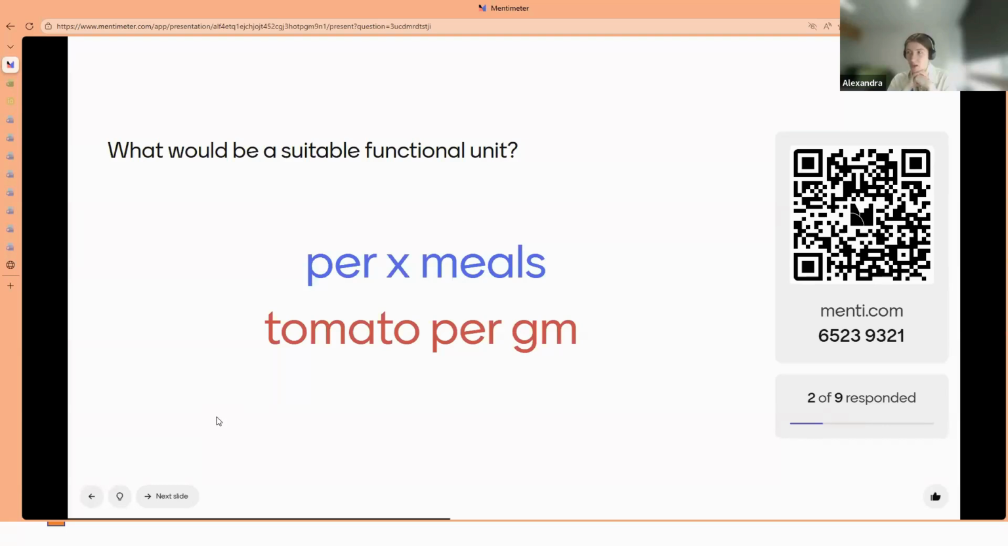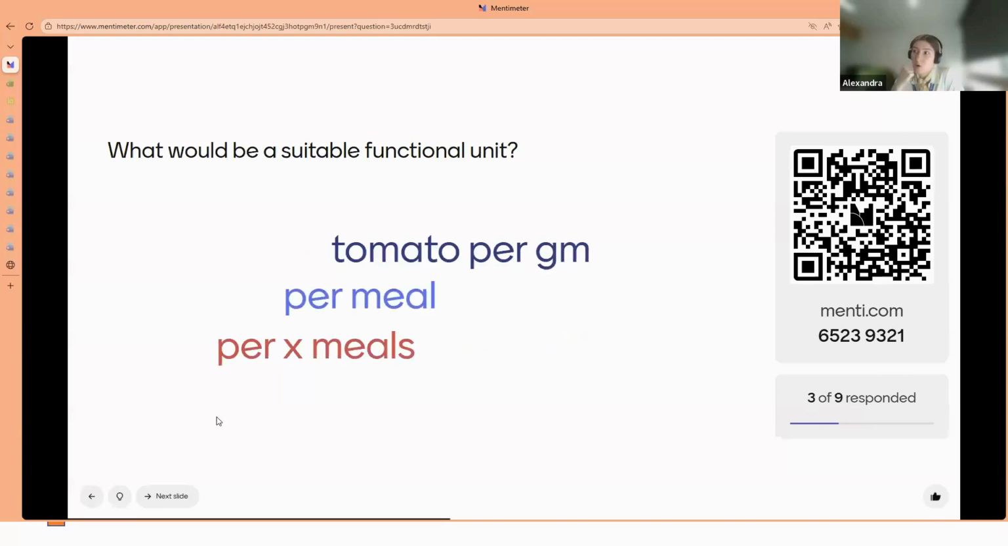Tomato per gram? Then you would have to separate by product, but you're looking at the whole meal. So tomato, it might be earlier on when you're looking at the cultivation, you'll be looking at the emissions in 1 kilogram or 1 gram of tomato, although gram is quite a small unit. In this case, could be used, but then you wouldn't be getting the whole picture. So per meal, I think would make the most sense.